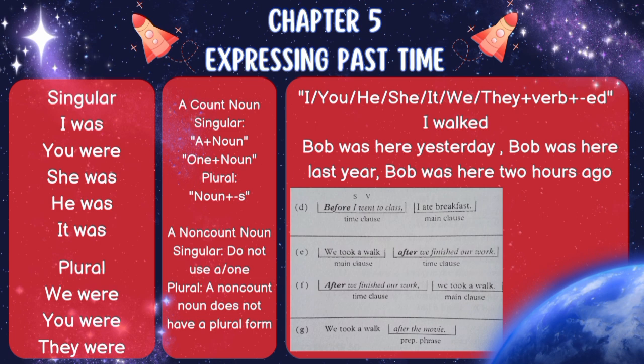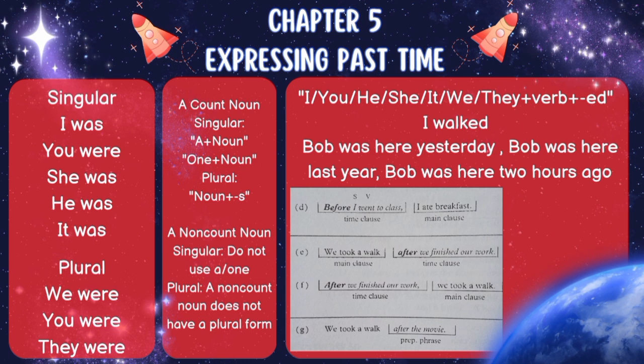The simple past tense using ed. I, you, we, they, he, she, it plus verb plus ed. For example, I walked. The simple past negative. I, you, we, they, he, she, it plus did not plus main verb, the simple verb. For example, I did not walk to school yesterday.